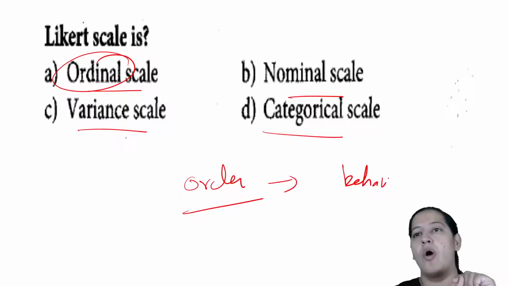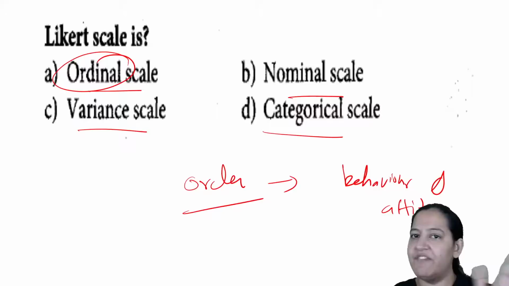Aur kisi cheez ka order nahi hai. Mild, moderate, severe mein Likert mein nahi lungi. Wo disease ki severity hai. Behavior aur attitude ko yahan pe hum lenge. Done. So correct answer here is A. So thank you very much.